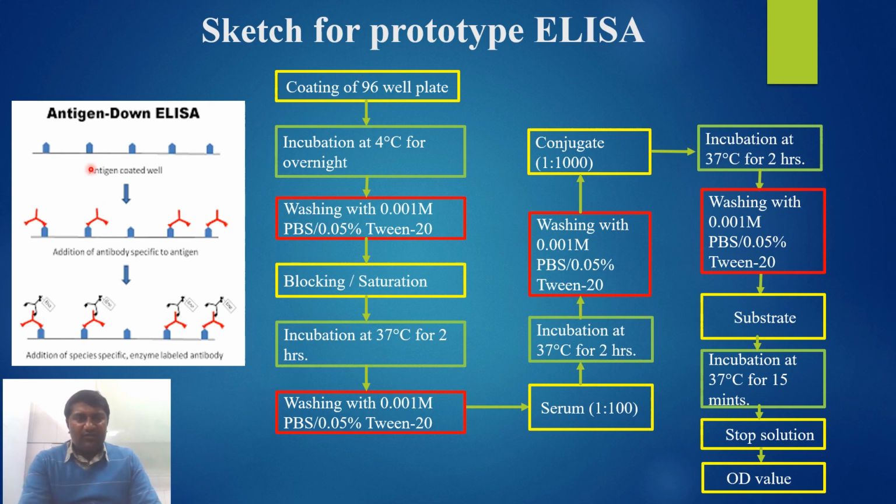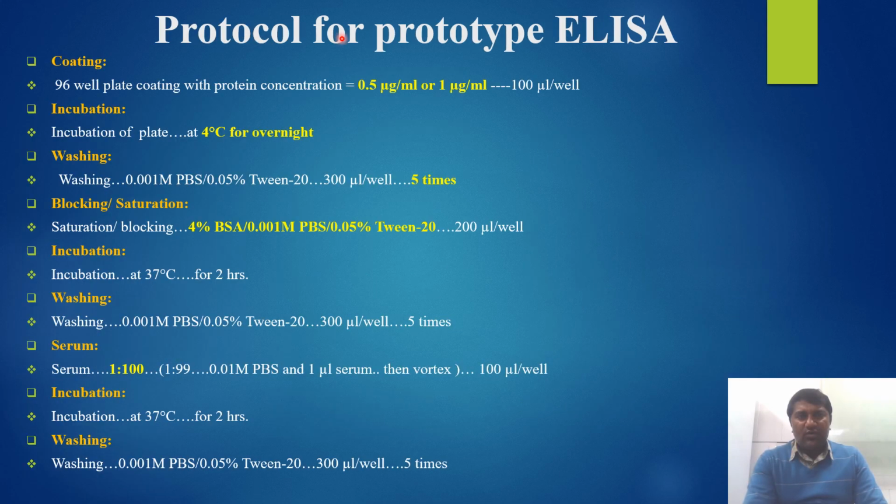This is the pictorial view, and you can observe that this is the antigen, then antibodies which have the enzyme linked antibodies, and it shows the color. So next is the protocol for prototype ELISA.